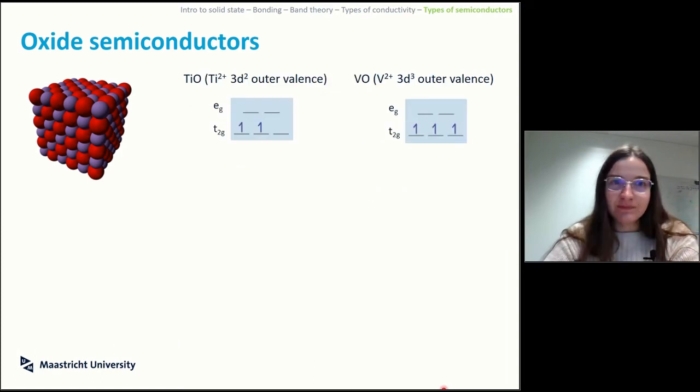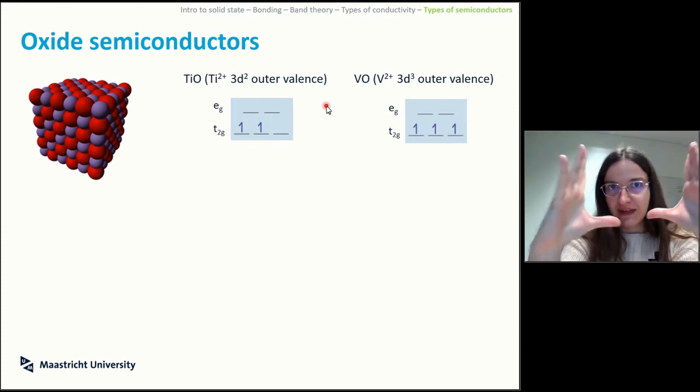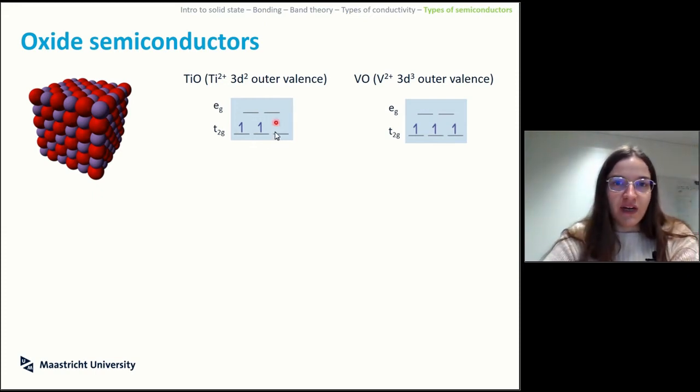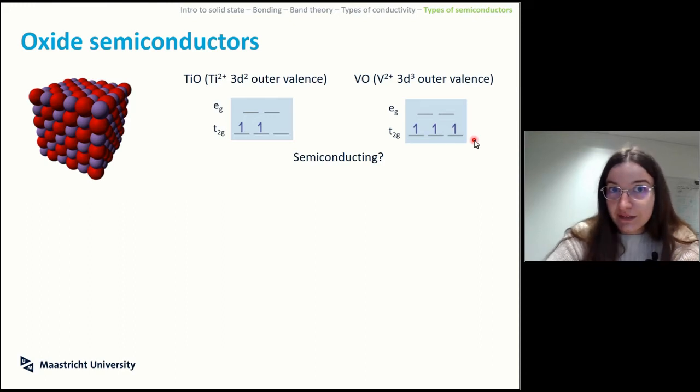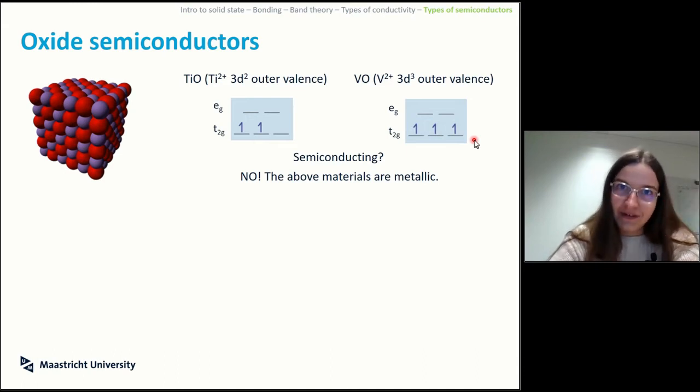Let's go to another example, because titanium oxide and vanadium oxide have this exact same business. So then you have a d2 and d3, because they're not d5, d6, they're in a different point in the transition metal groups. So you can have 2 here, 3 here. Same business as before will mean that these are semiconducting, because the ones before were semiconducting. No, these ones are metallic. So these ones actually have the half-filled band. The ones before did not have the half-full band, they had a gap in between.